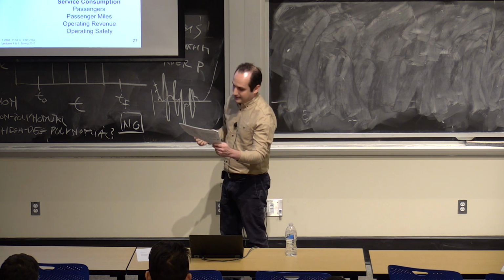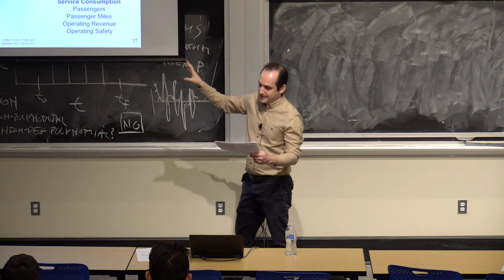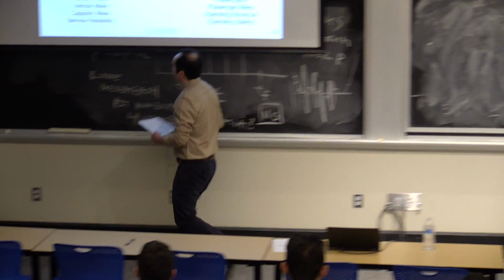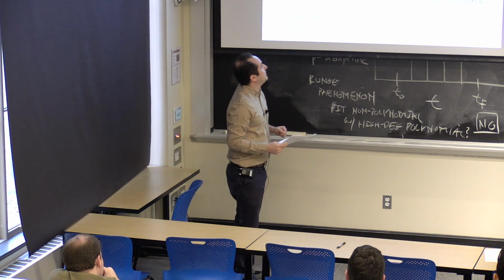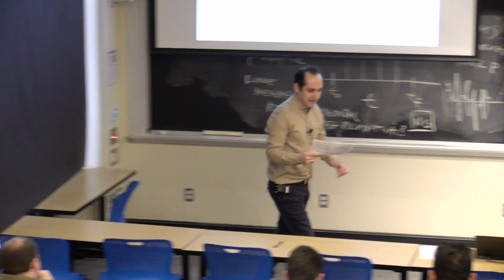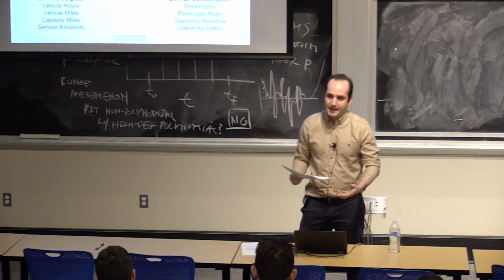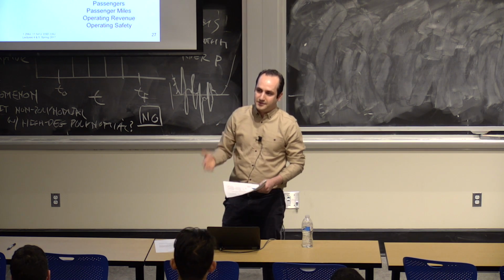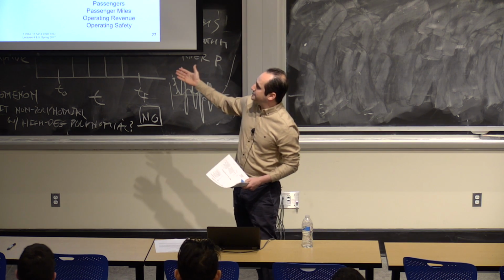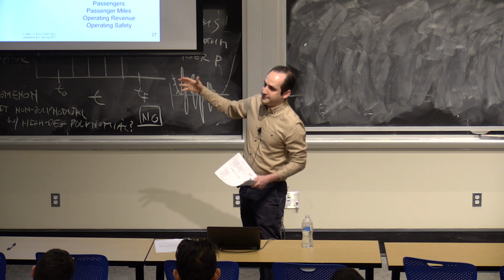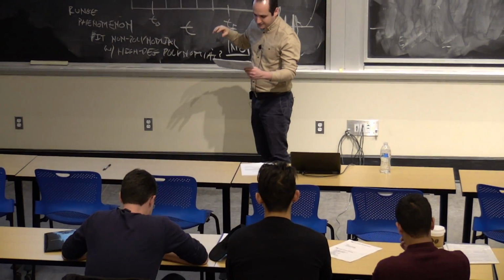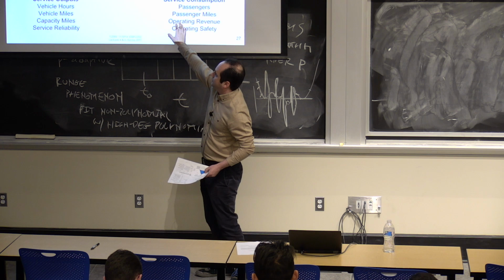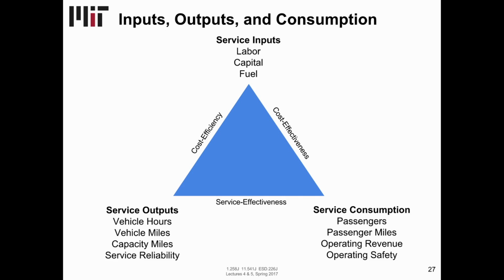One other comment about this triangle is that the cost efficiency measures deal with the quality of the planning on the operational side, operational planning, how the optimization and the tactical decisions are made in terms of producing the most service out of the existing resources. On the other hand, decisions related to service planning could use measures related to service effectiveness. Is there any questions about this?